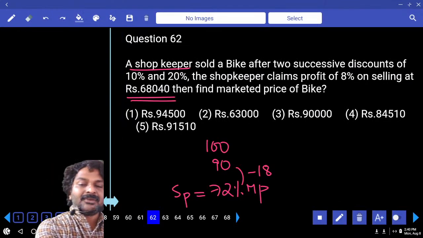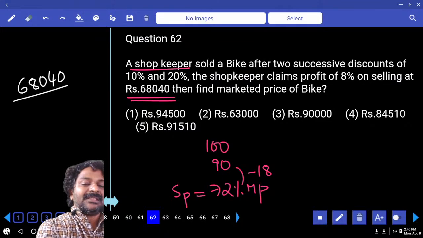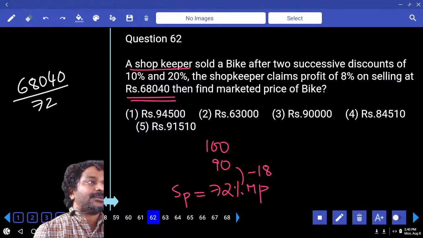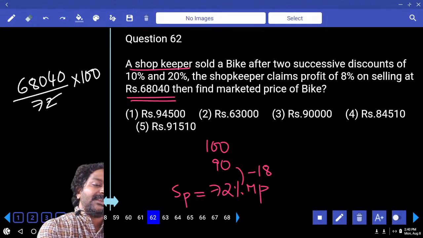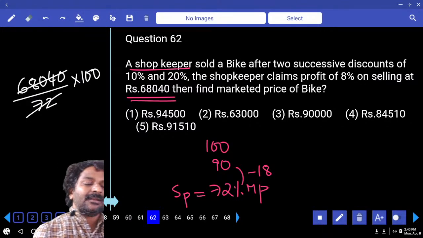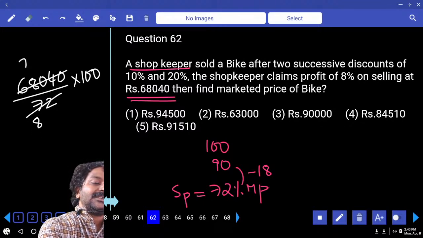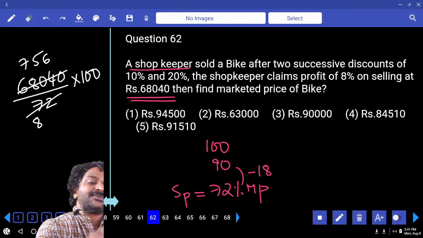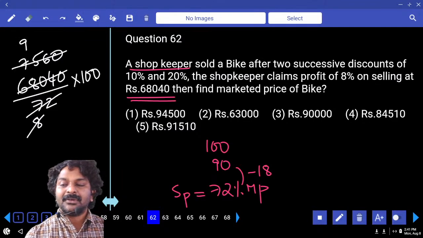Now 72% of the market price is 68,040 rupees. Then 1% is that divided by 72. We were asked to calculate the market price, that is, multiply by 100. Understood? Let's calculate 72 into 9 times, 9, 8 times 9, 7 times, 63, 50 left, 5 times, 6 times and 0, 8. How many options are there?